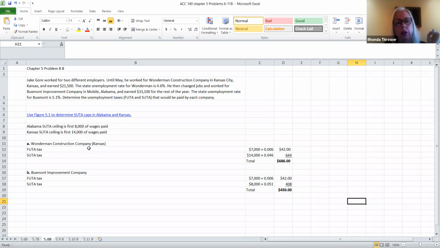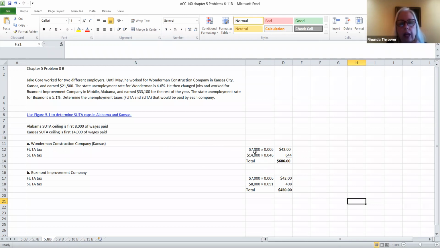So the Wonderman Company was located in Kansas. So when you calculate the state rate, it's based on the first 14,000 of wages paid. So 14,000 times the state rate for Kansas, which was 4.6%, that was given to us, will give you state unemployment taxes that are owed to Kansas of $644.